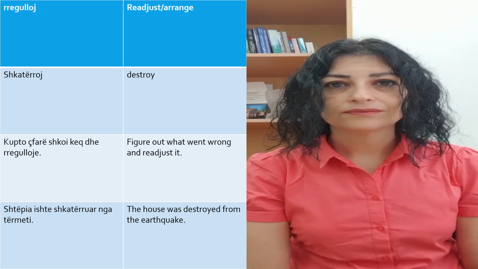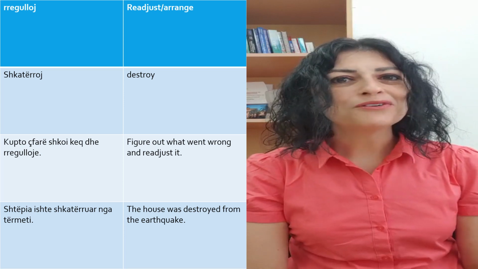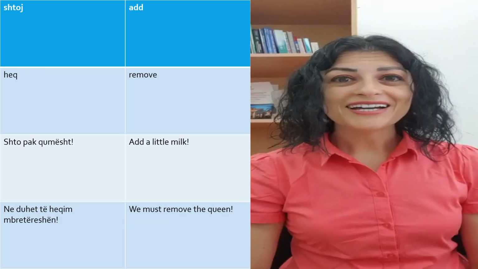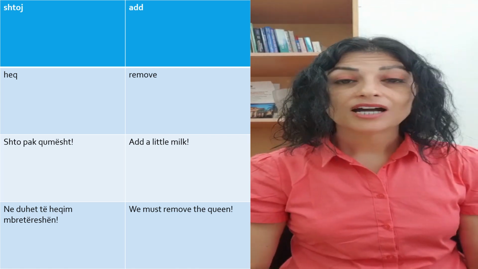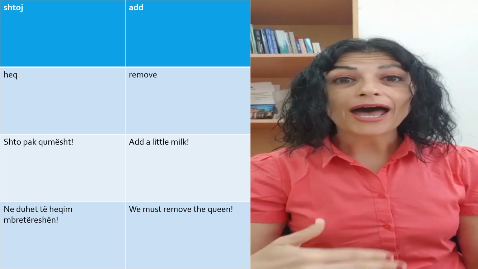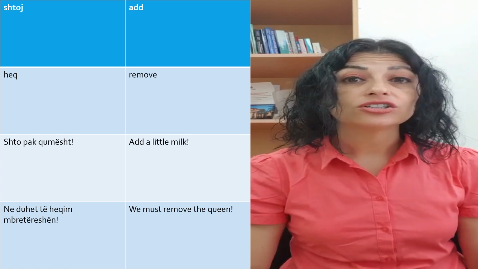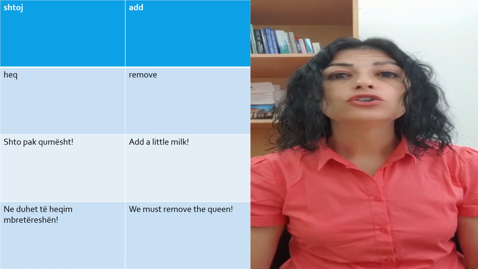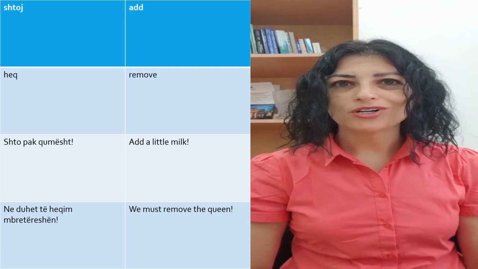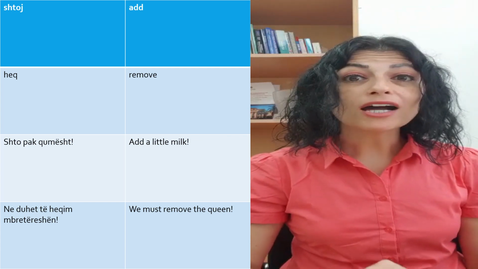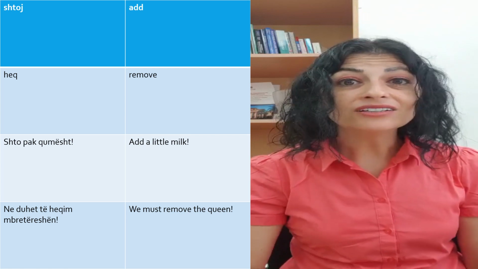Let's see two more verbs. Alright, so here we have two more verbs. Shto, to add. Hiq, to remove. For example, shto pak qumësht. Add a little milk.